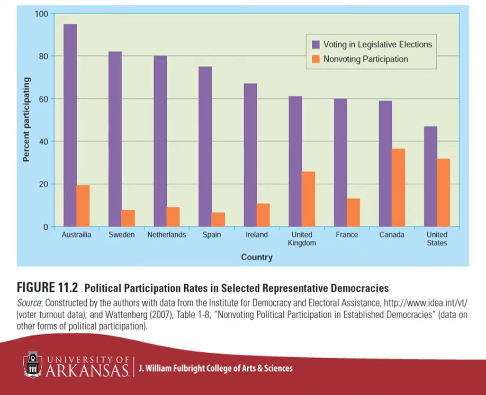Now, comparatively, though, we see that the United States has less voting and more non-voting participation. So while Australia has very close to 100% participation in voting in the legislative elections, the United States is well below 50%. But its participation in other forms of political activities is greater than most of the other nations, with the exception of Canada.